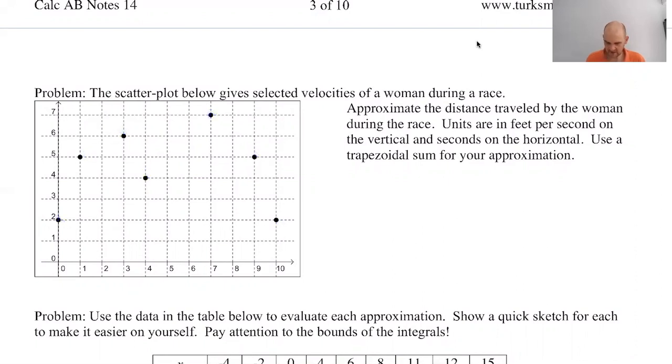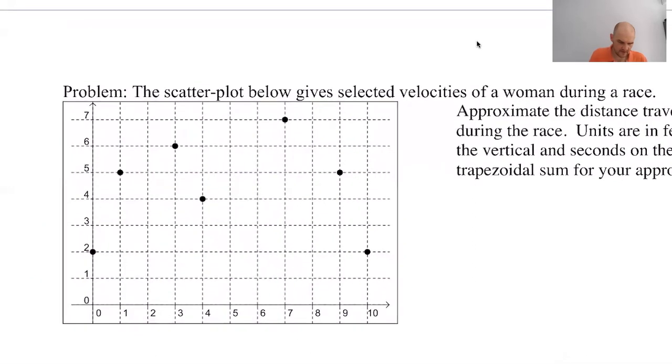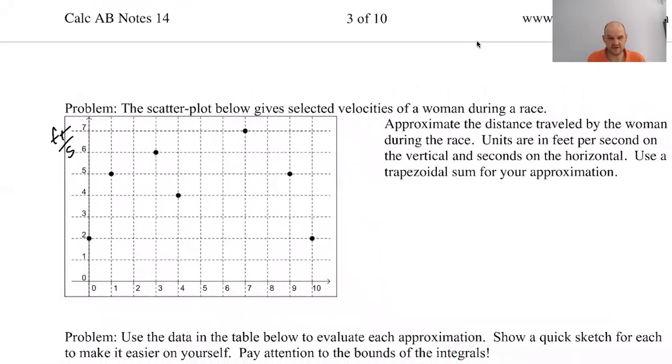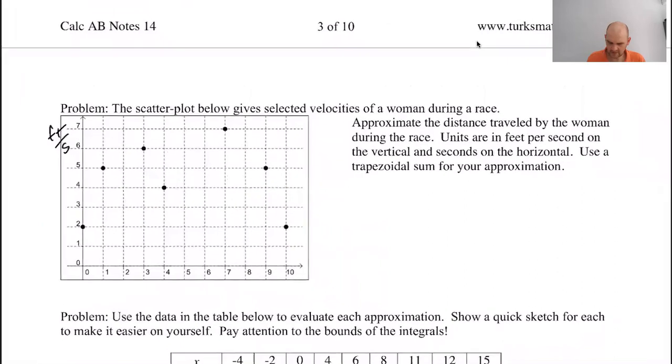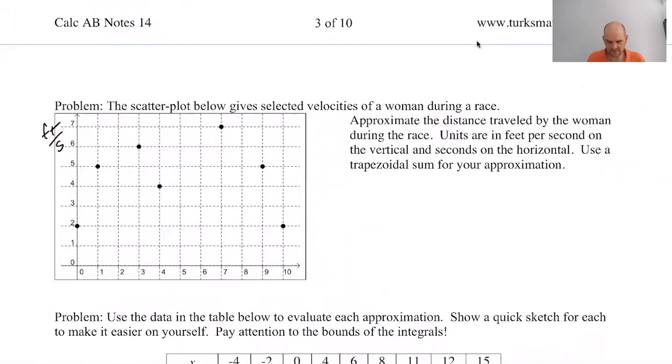Approximate the distance traveled by the woman during the race. Units are in feet per second. Good to know. Also, I don't know how accurate this is. I just made these up. Some of these look like 7 feet per second, which is more than 2 meters per second. So in 60 seconds, that's not that fast. I think that's not that fast. I should also look up some speeds so I know things like that, but whatever.